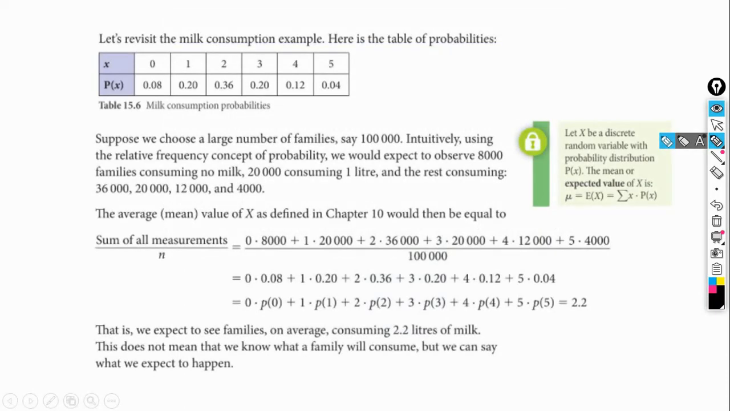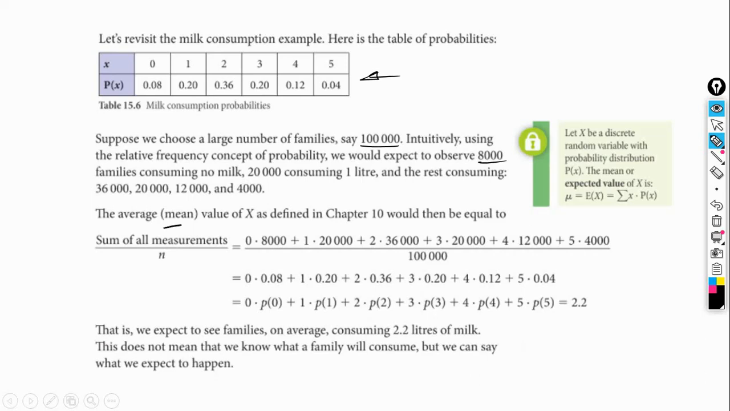So in the next slide, we revisit the milk consumption example. And here is the table of probabilities. Now, suppose that we have a large population or number of families, let's say 100,000. So using the relative frequency concept of probability, we would expect to observe 80,000 families consuming no milk. That is simply 100,000 times 8%, right? For 1 liter, we would have 20,000 families. For 2 liters, 36,000. For 3 liters, 20,000. For 4 liters, 12,000. And 5 liters, 4,000.